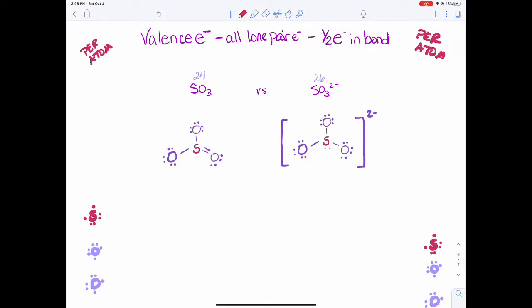Use the formula for each atom. So for the first sulfur atom, we know that sulfur has 6 valence electrons minus all the lone pairs. He doesn't have any lone pairs showing on him, so that would be 0, minus half of the electrons in the bonds. So there are 2 electrons in that bond, 2 electrons in that bond, 2 electrons in that bond, and 2 electrons in the bond. So half of those 8 is 4. So it's sulfur, it's 6 minus 0 minus 4, which gives you plus 2.